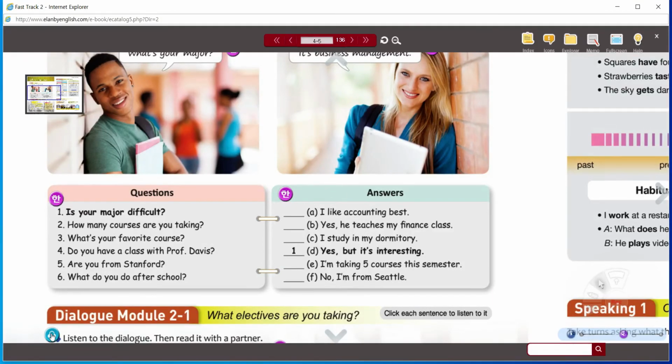Dialogue Module 1. What electives are you taking? Listen to the dialogue, then read it with a partner. What electives are you taking this semester? I'm taking art history with Professor Kennan. Is it interesting? Yes, we're learning about different painting styles. You're lucky. All of my courses are required. I spend every day in the science lab. That's because you're majoring in chemistry. When's your next class today? It starts at 2 o'clock. Good. Let's stop by the coffee shop. Jenny is working now, and I want to ask her about our assignment.